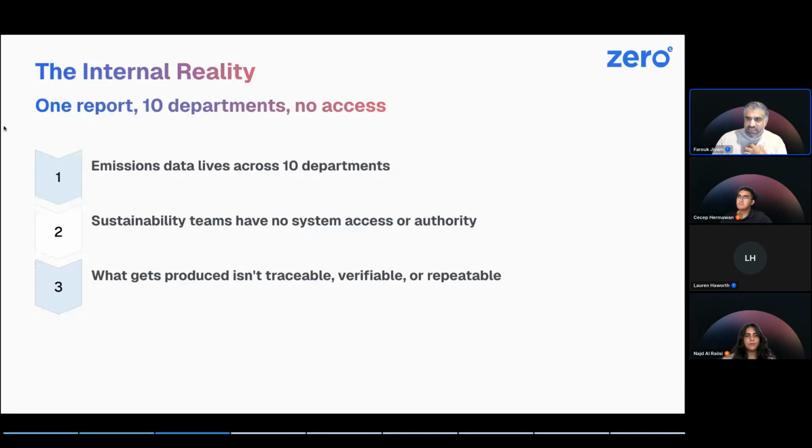So what do we see as the internal reality for sustainability teams? Sustainability teams get asked to produce auditable emissions data. And what's the challenge? Well, emissions data doesn't sit with the sustainability team. The sustainability team is actually meant to be the glue that pulls all of this information together. But that emissions data really sits with 10 departments, right?